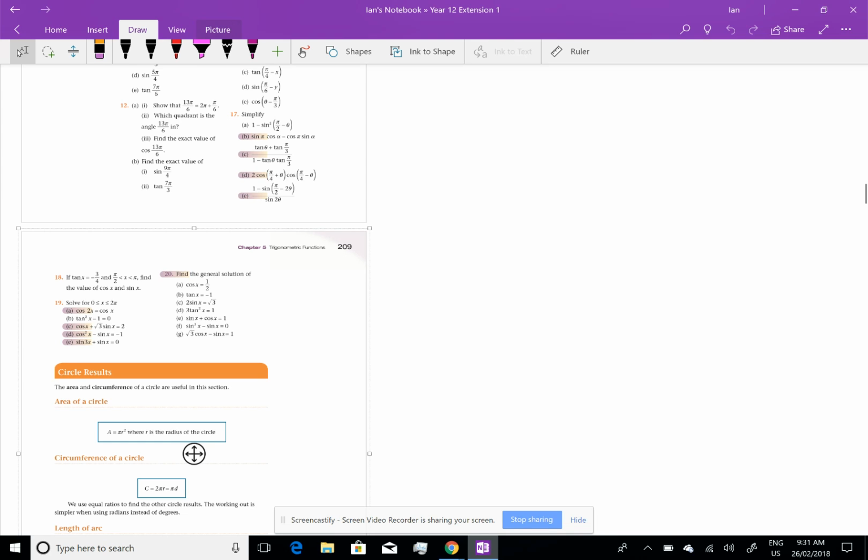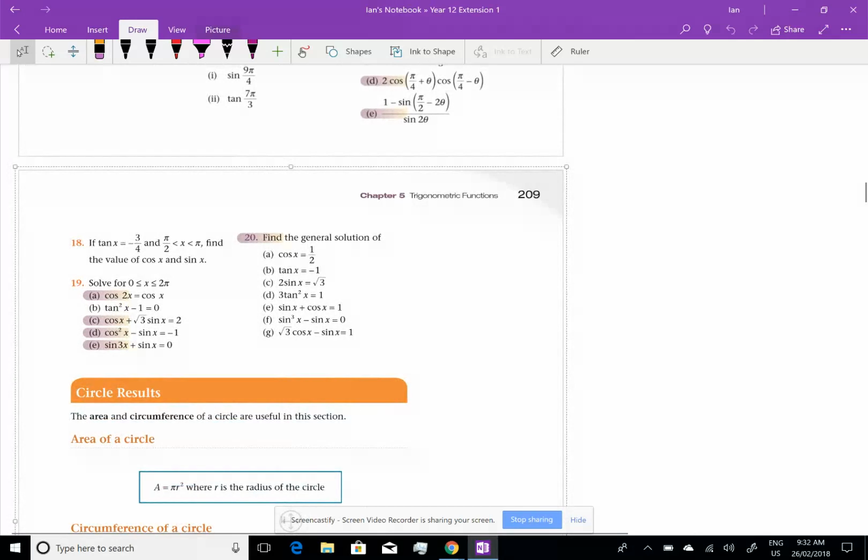Righto, Year 12. I'm just going to go over questions 19 and 20 from exercise 5.2 today. It revises a bit of stuff that we've done before, which is solving equations using r sine theta or r cos theta or the t formula. So here are the questions that I'm going to do, and I'll do a couple of these.